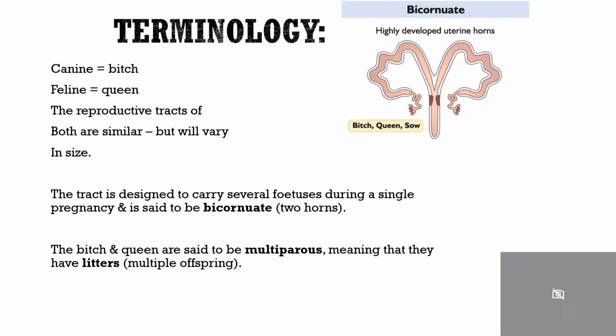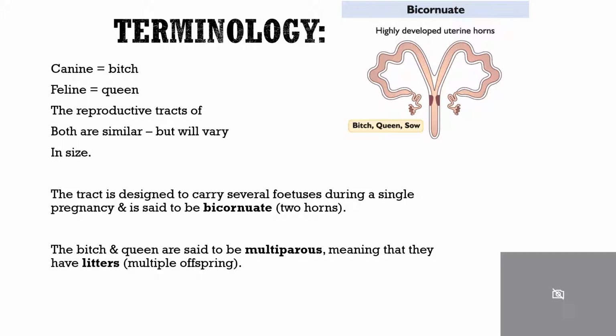A little bit of relevant terminology here for you. We term the canine female as the bitch, the feline female as the queen, and the reproductive tracts of both are similar, but are going to vary quite differently in size. Consider the size difference between a cat and a Labrador, and that will give you a good idea. And this is something that you will very quickly see in your time in veterinary practice, and get familiar with the differences in such size and what we should expect.